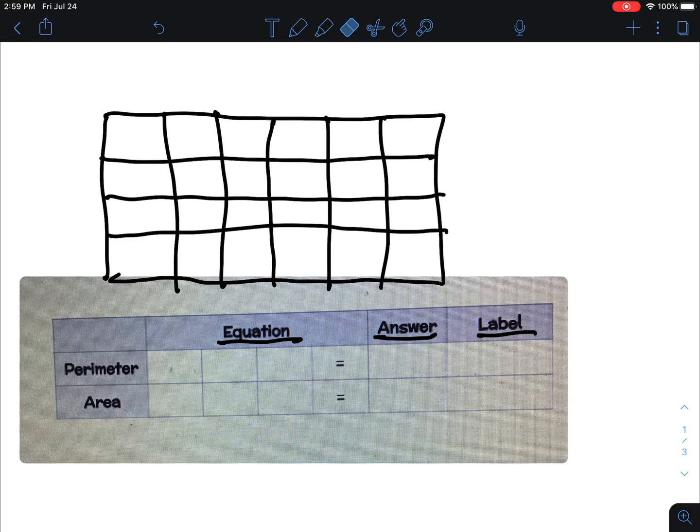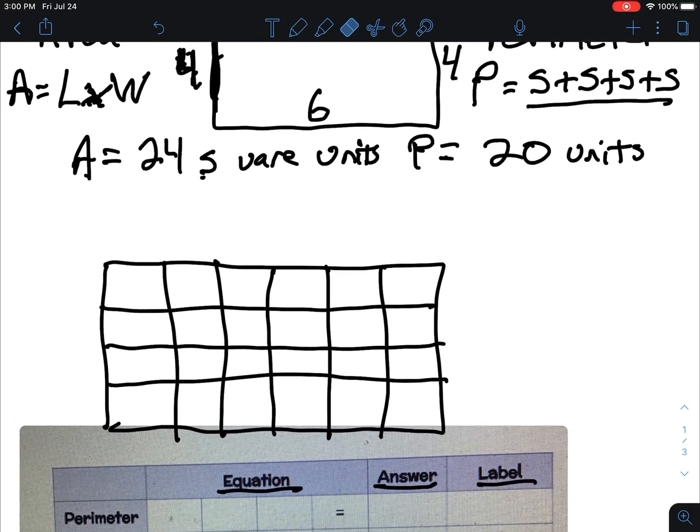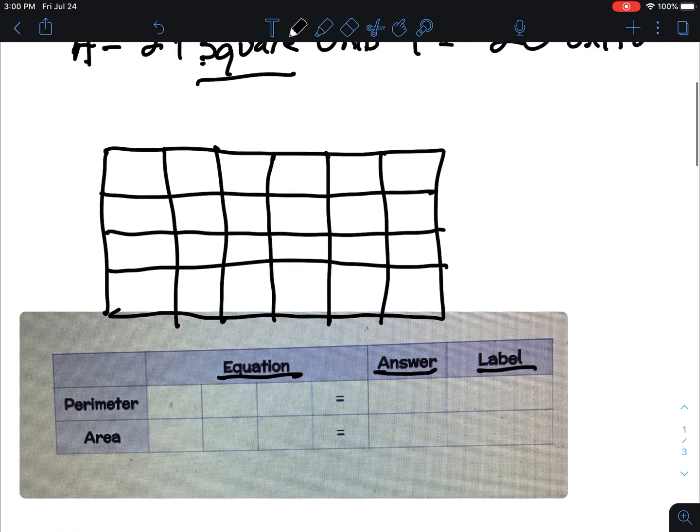So in this case, they might not give you any measurement. They might not say inches or whatever. So here's what you would do. Again, going back to area, I was going to explain why you have to say square. Oops, I just erased. I'm going to explain why you have to say square units.